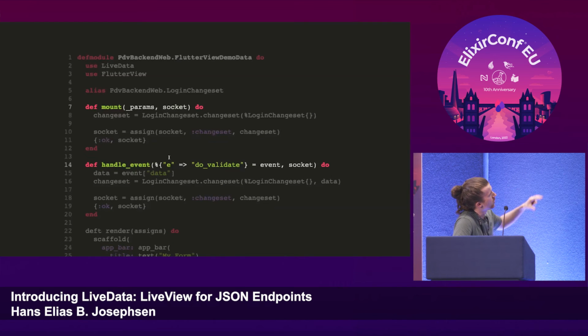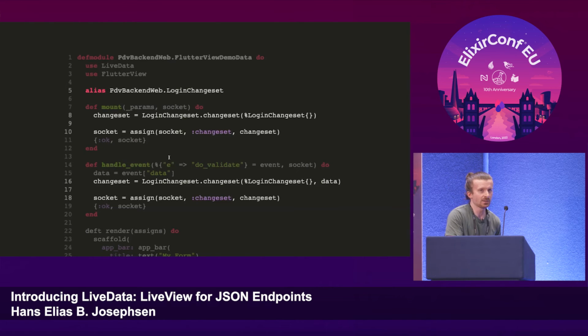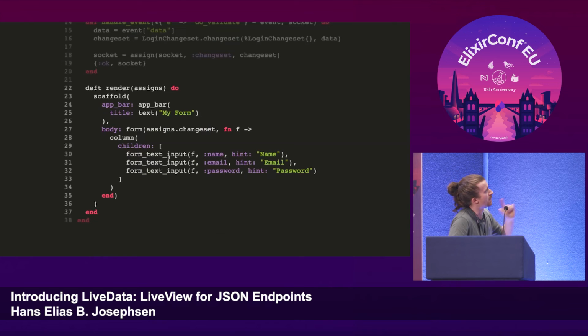We use LiveData, use Flutter View, in our mount and handle event. Handle event receives events from the client and enables you to update the state from that event. We have a change set in here, right? We're trying to do some form validation, so we use a change set to validate the form on the server. And then the render function is where most things happen. Here you see the def-t render, but we're using a DSL to do a scaffold, which is a widget in Flutter, and app bar, which is a widget in Flutter. We have a form, which is a form widget in Flutter, and we have a column, which is a layout which lays things out in a row, and then a couple of text inputs with some hints and stuff.